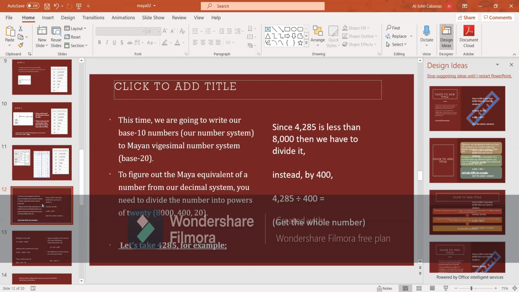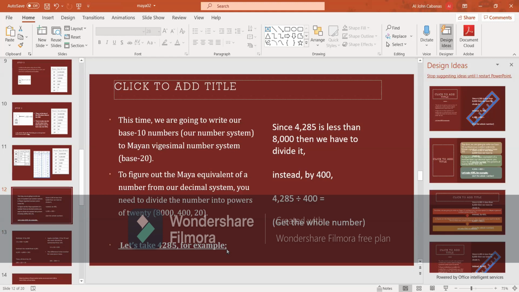Okay. So this time naman, baliktad naman ang gagawin natin. So we're going to write our base 10 numbers, our number system, to Mayan decimal number system, which is base 20. Okay? So to figure out the Maya equivalent of a number from our decimal system, you need to divide the number into powers of 20. So i-multiply lang natin, or rather, i-divide lamang natin yung given sa either 8,400 or 20.